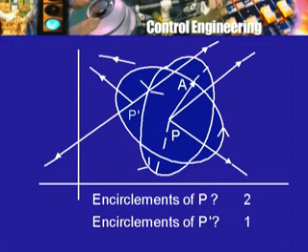Now, for each intersection I have to find out which way the movement of the point on the curve is taking place around P dash. Now, when I take this point of intersection, the curve is being traversed this way, so the movement around the point P dash is in the clockwise direction, so that is minus 1.